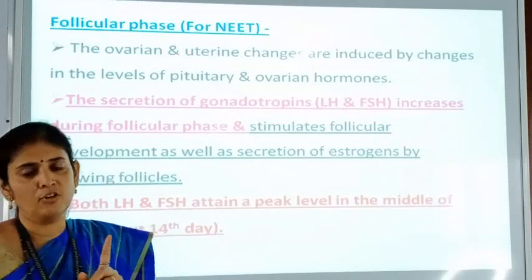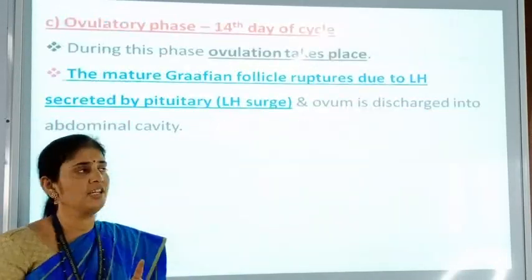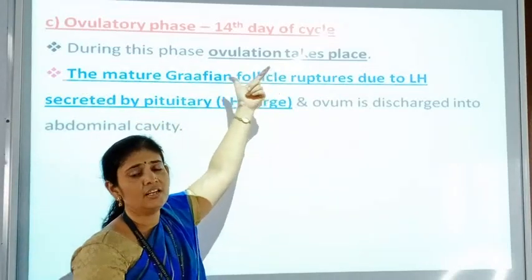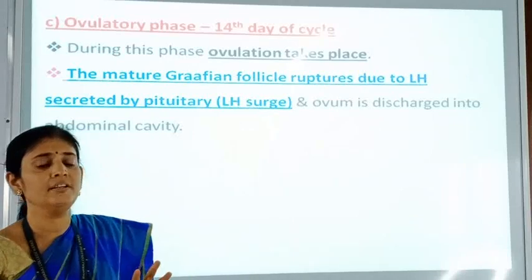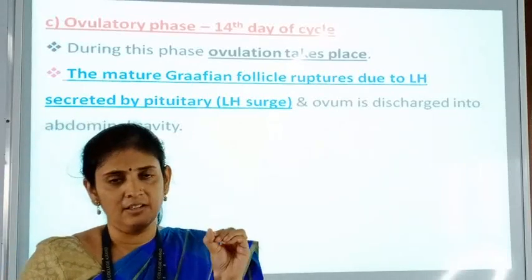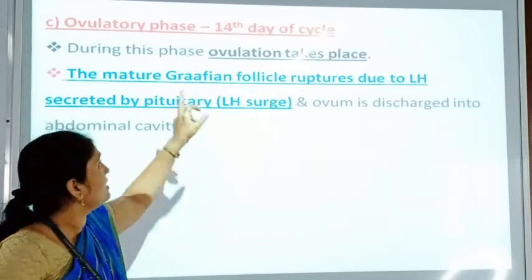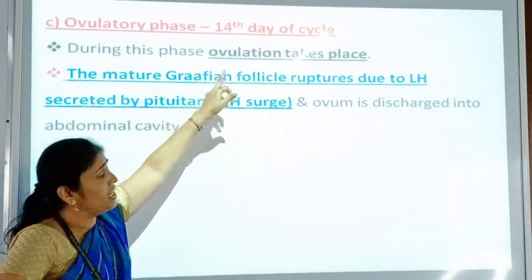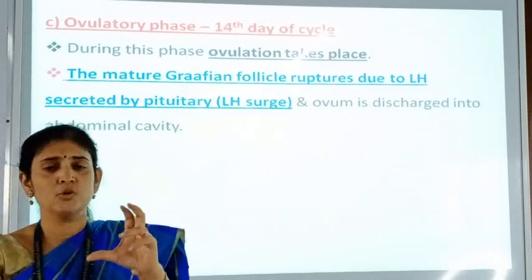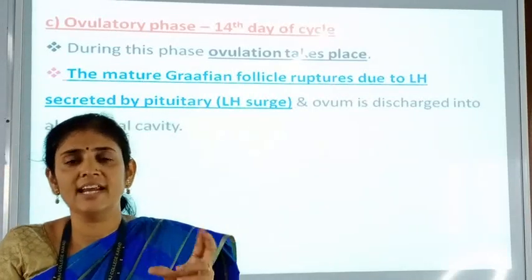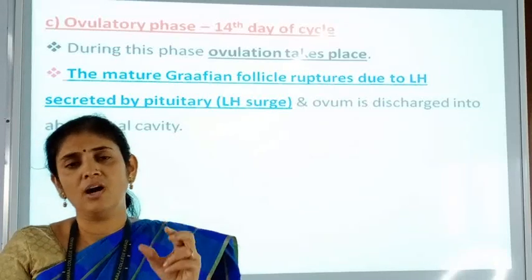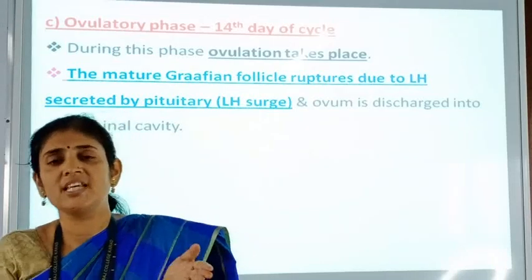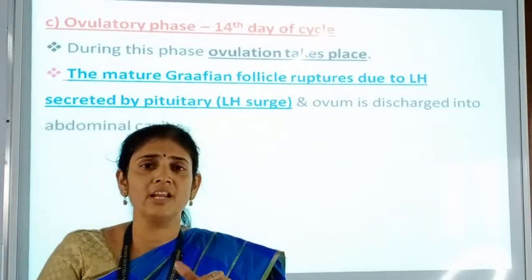Okay, now the third stage here is the ovulatory phase, which is the 14th day of the cycle. This phase is occurring during the 14th day of the cycle. What happens during this phase? It is called the ovulatory phase, means at this stage ovulation takes place, means the mature graafian follicle ruptures and the developed ovum or egg, that is called a secondary oocyte, comes outside the graafian follicle, and that step is called ovulation.